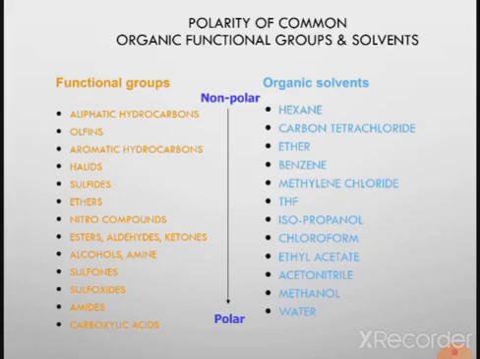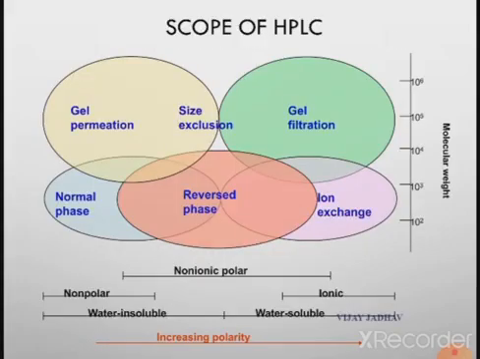Now we want to see the scope of HPLC. So what is the scope of HPLC? HPLC contains three types. First is the normal phase. Second is the reverse phase, and next is the ion exchange.